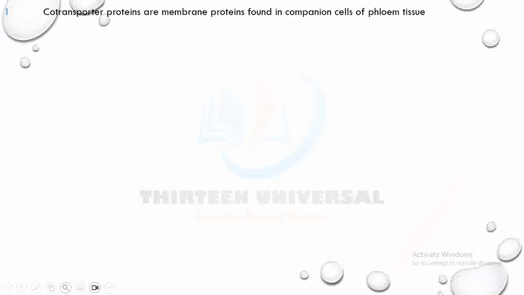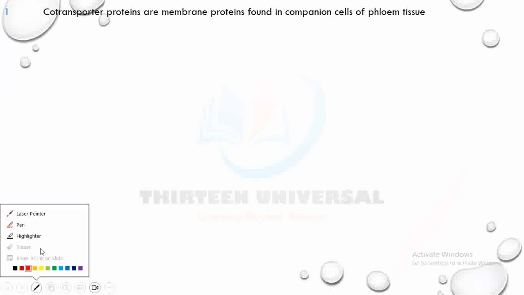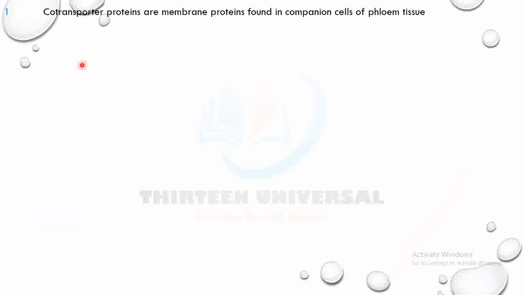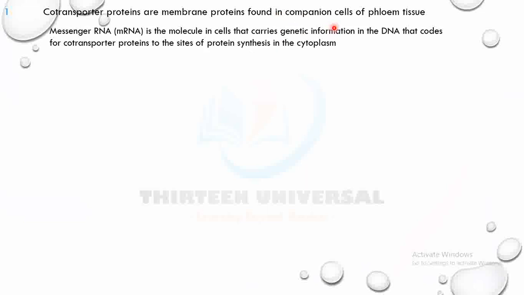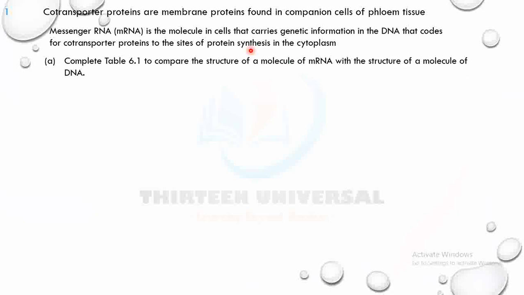The first question says that the co-transport protein and membrane proteins are found in companion cells of phloem tissue. Messenger RNA is the molecule in cells that carries genetic information, the DNA that codes for the co-transporter protein, to the sites of protein synthesis in the cytoplasm. Complete table 6.1 to compare the structure of a molecule of mRNA with the structure of a molecule of DNA.